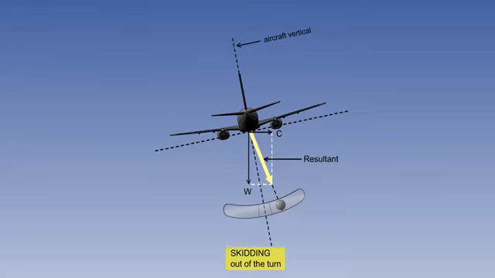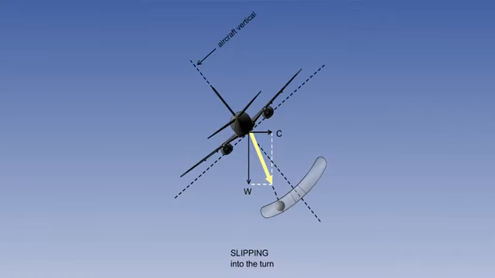Let us suppose now that the angle of bank is too great for the rate of turn. The aircraft will slip into the turn, and the indication on the slip indicator will be that the ball has been displaced away from the aircraft vertical, this time towards the centre of the turn. We can say, therefore, that a slipping turn results from too much bank, and the ball will appear to move in the same direction as the turn.